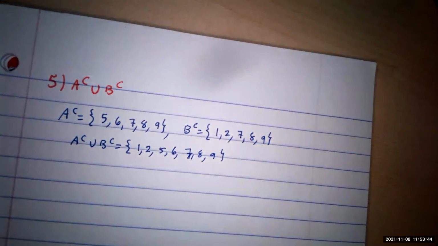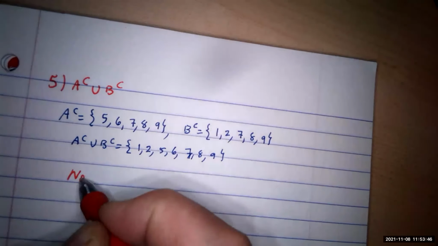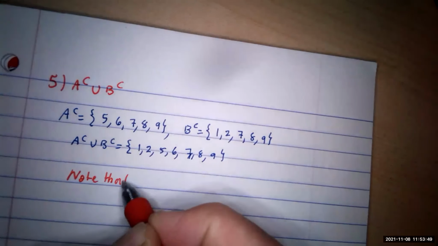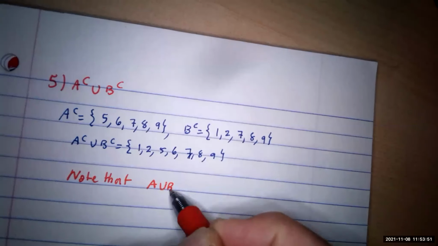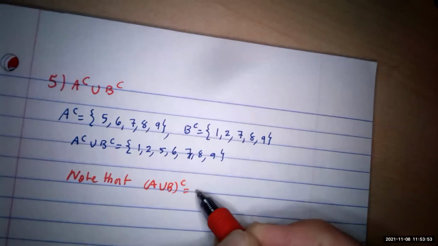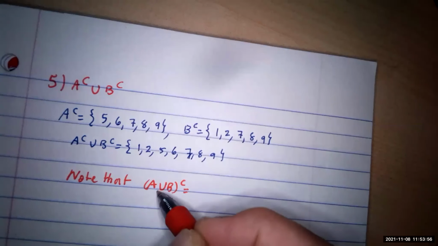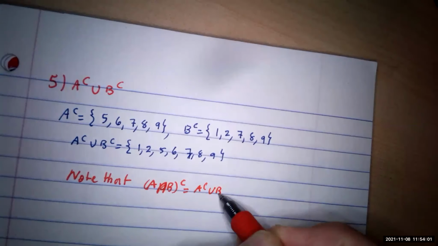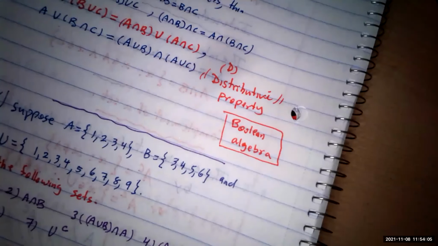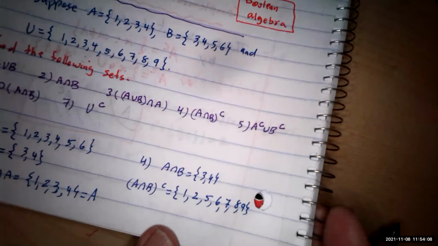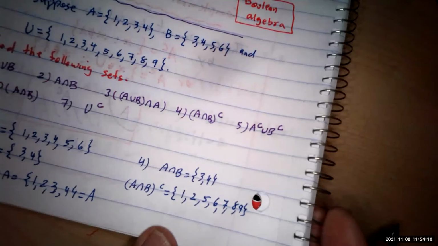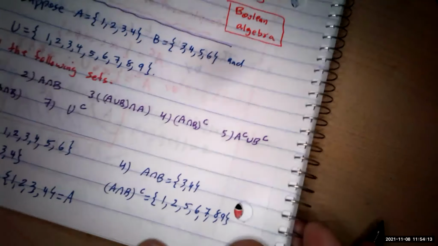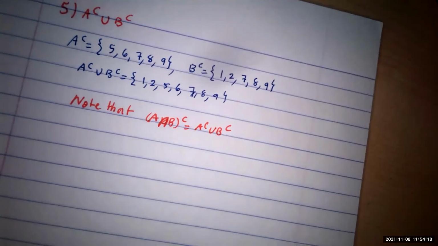And if you compare what you got over there, note that you should have the complement of A union B or A intersect B. Yes, this is the one that we find. The complement of A intersect B is 1, 2, 5, 6, 7, 8, 9. That's the De Morgan law. And that's exactly equal to the A complement union B complement.